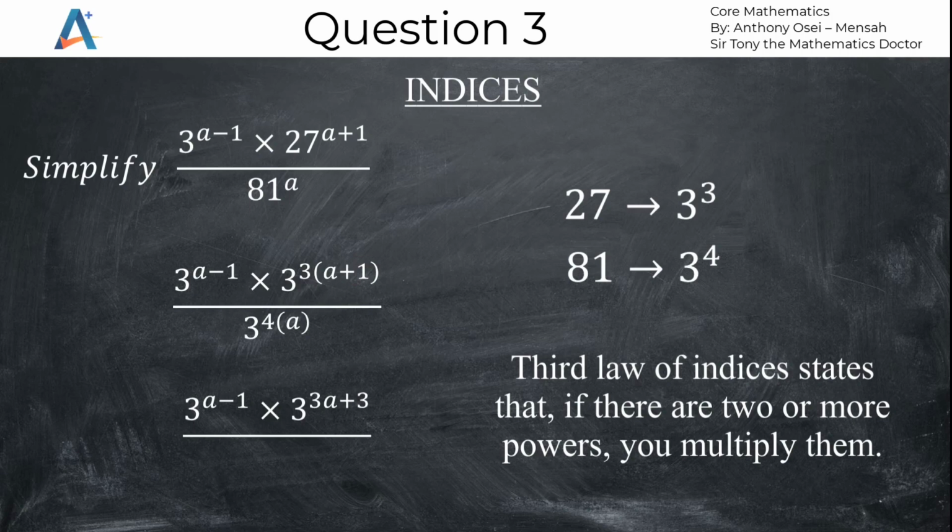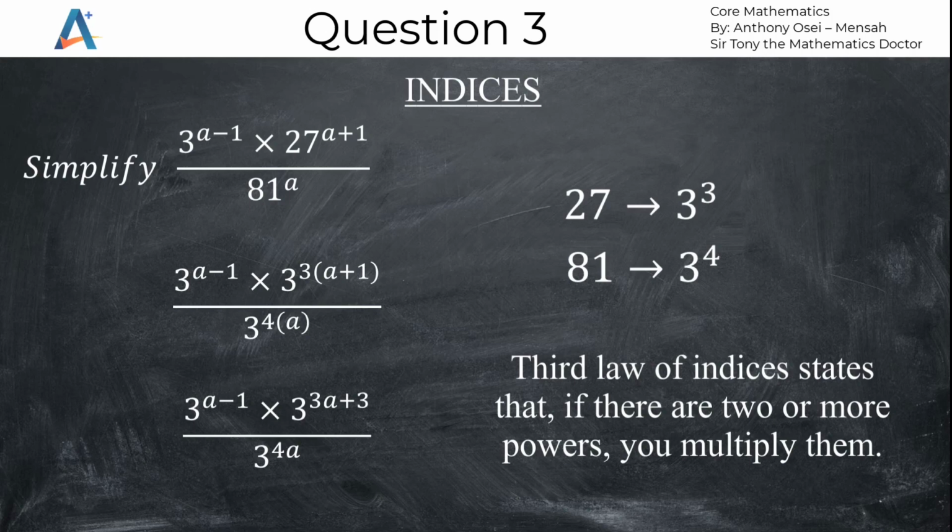Then we will do the same thing to the denominator. We have 3 raised to the power 4 into bracket a, and 4 into bracket a means 4 times a, so we get 4a. Now we continue with the law because the bases are all the same. So we've accomplished same bases, and now the laws of indices can be applied nicely.